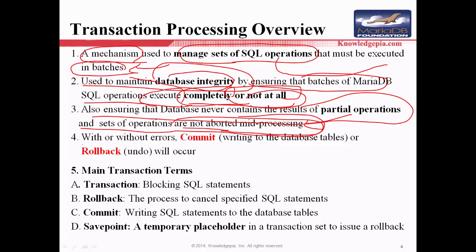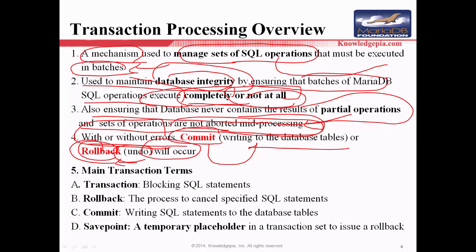Number 4, with or without errors. In the middle of the process, we may meet errors or not. According to the situation, we can use the commands commit or rollback. Commit means writing to the database table, and rollback means undoing or canceling the process.